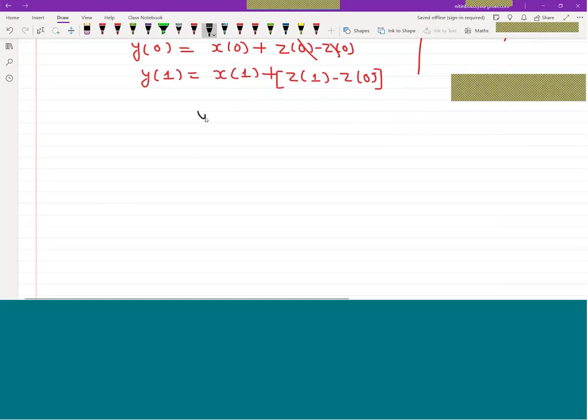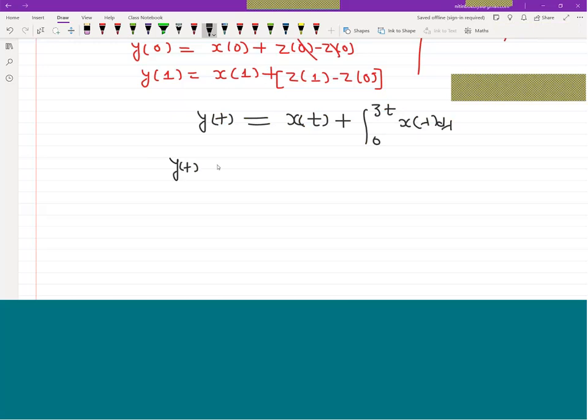Next is y of t equal to x of t plus the integral from 0 to 3t of x lambda d lambda. So what I can say, y of t is equivalent to x of t plus z of 3t minus z of 0.